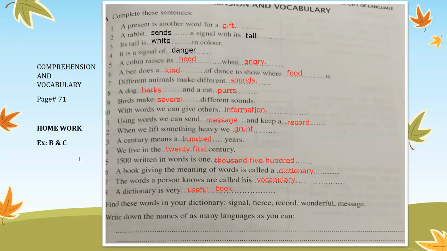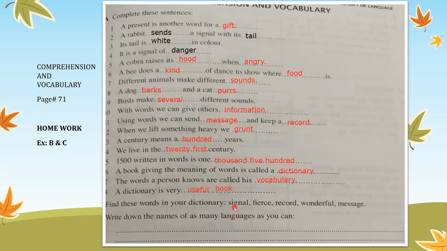Now we have exercise B and C. What is exercise B, dear students? Have a look over here. Exercise B is: find these words in your dictionary. Now, what will you find in the dictionary? The meaning of these words. What is the meaning of these words, dear students, in your dictionary? Signal. What is the meaning of signal? Fierce, record, wonderful, and message.